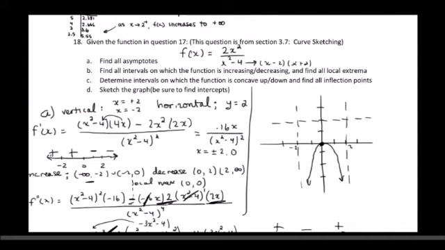X-intercepts occur when y equals 0. Well, another name for y is f of x. So f of x is going to equal 0. Remember, when you have a rational function, the function only equals 0 when the numerator is equal to 0. So the only x-intercept we're going to have is also x equals 0. So this is the only x-intercept.